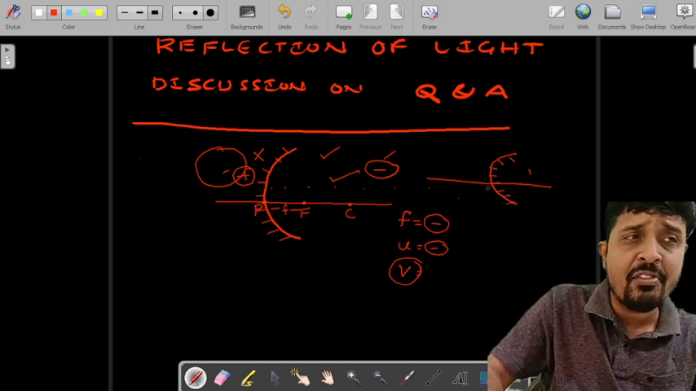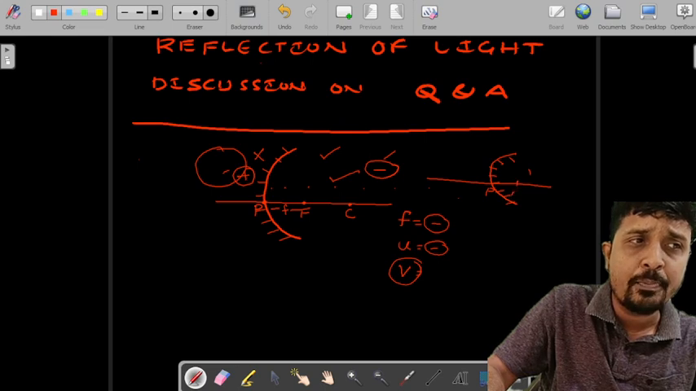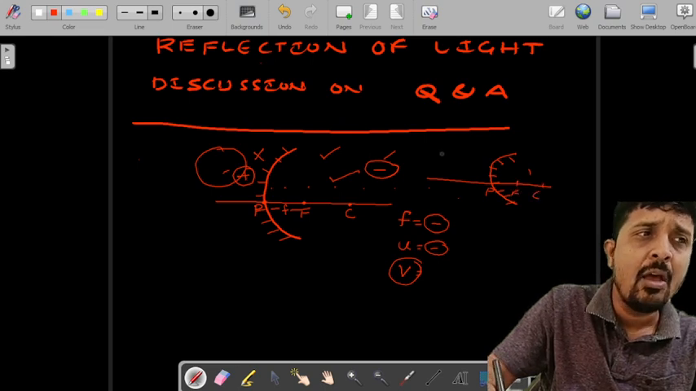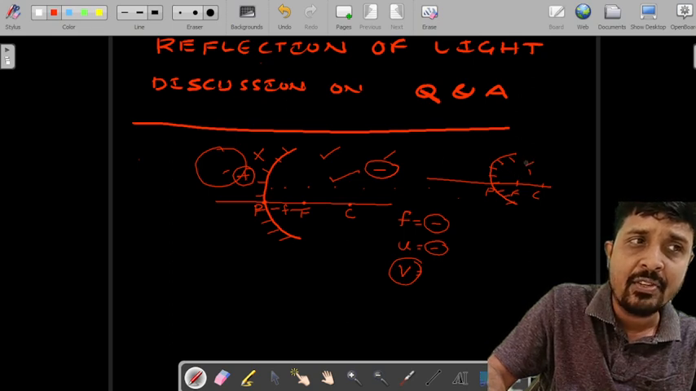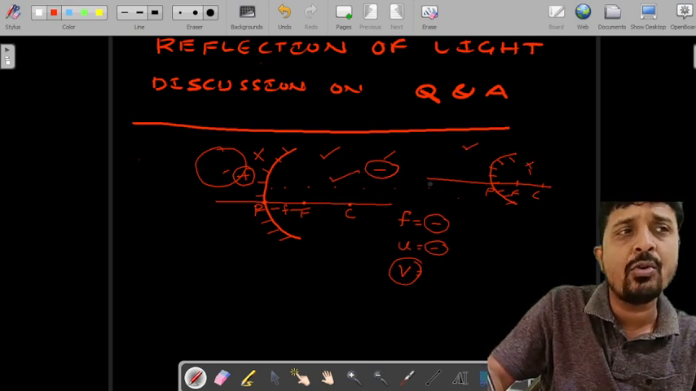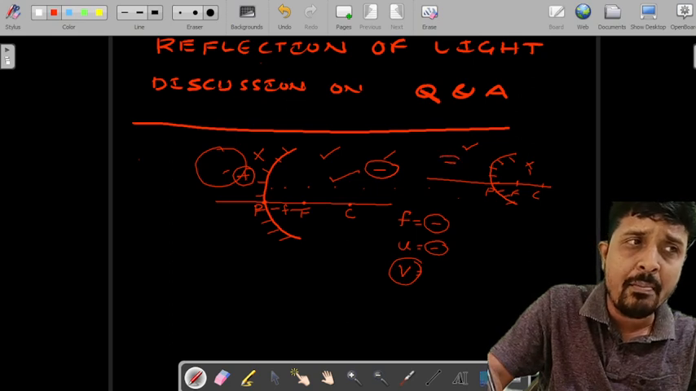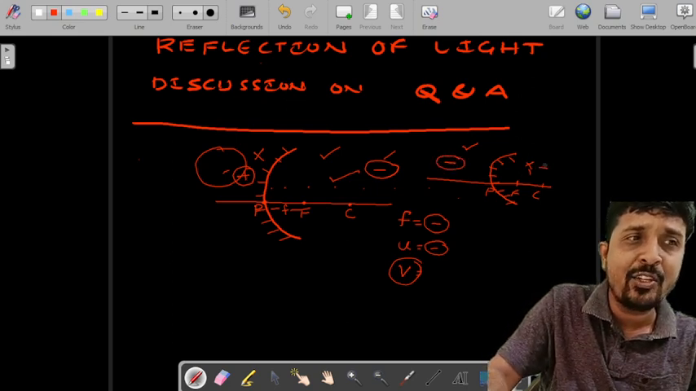Now could you please tell me where you are going to place the object? This is P, this is F, and this is C. Obviously you are going to place the object on this side because this side is silvered. That's why you can't place the object here. You have to place your object here. Now this is going to become minus, and this is going to become plus.